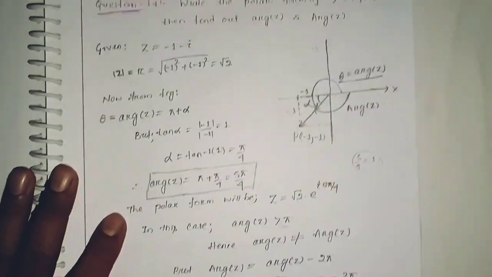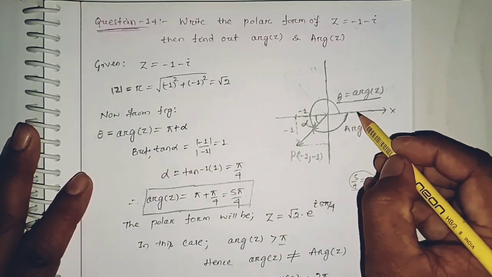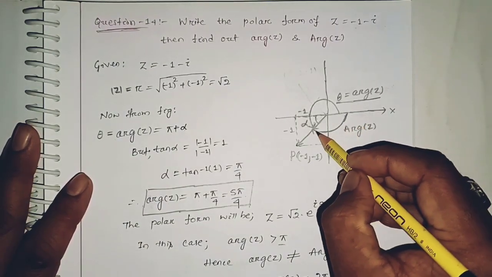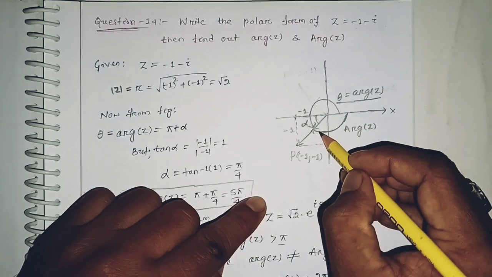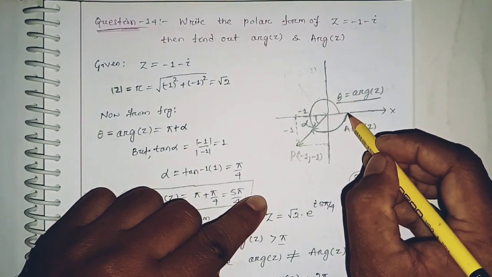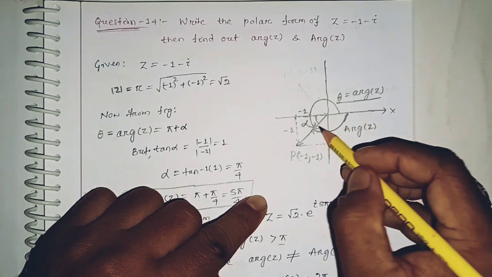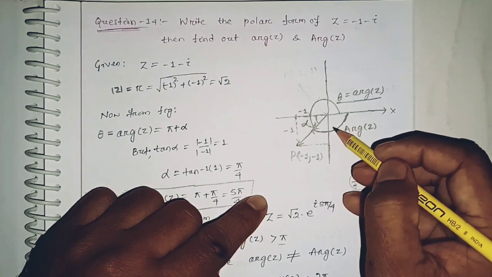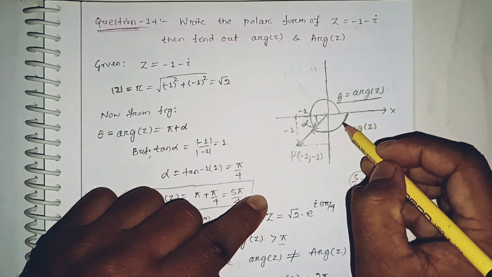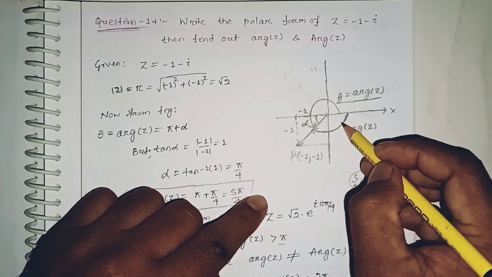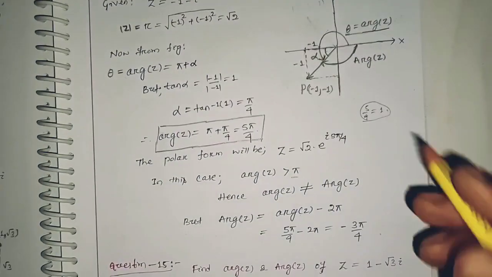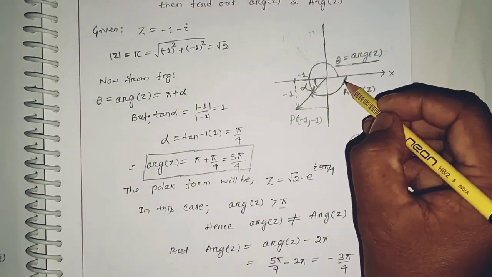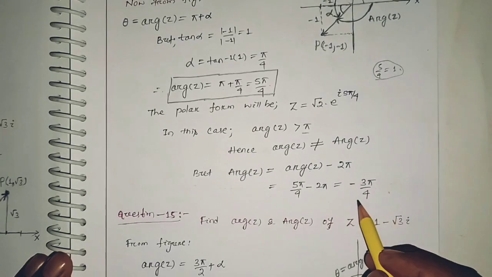And what will the angle be here? Here you can see from the positive real axis to this much will be minus 3 pi by 4. The entire angle will be 3 pi by 4, and as we are moving in the clockwise direction, the value will be minus 3 pi by 4. Here you can see up to this much, pi by 4, 2 pi by 4, 3 pi by 4. So this angle will be 3 pi by 4, and as we are moving clockwise, it will be minus 3 pi by 4.